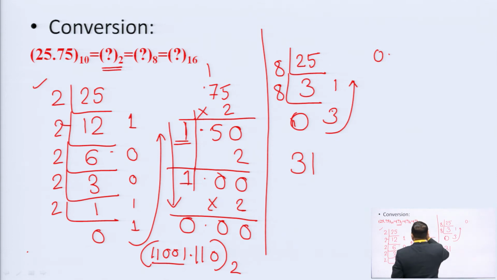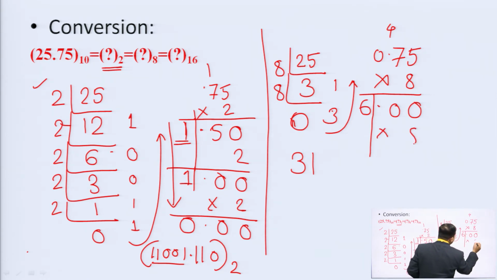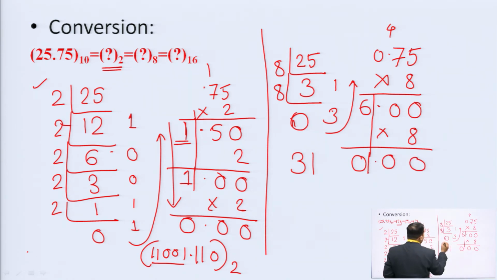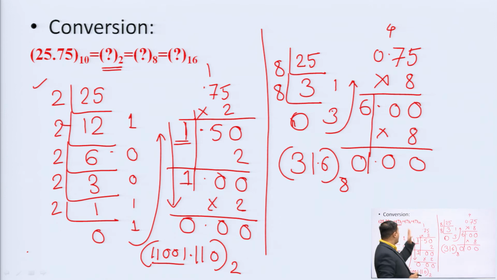Now for the fractional part, 0.75 will be multiplied by 8. That gives 6.0, so we sidetrack the integer part and multiply again, and now it comes as 0.00. So, for the integer part we are getting 31, and for the fractional part we are getting 6. So, the answer will be 31.6 in the octal number system. Likewise, we have converted the same number 25.75 into binary and into octal.